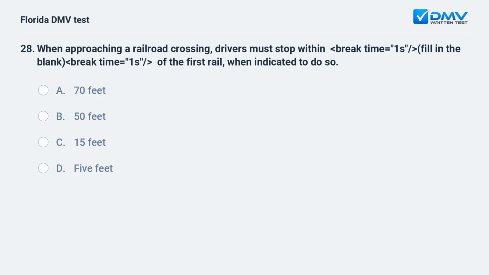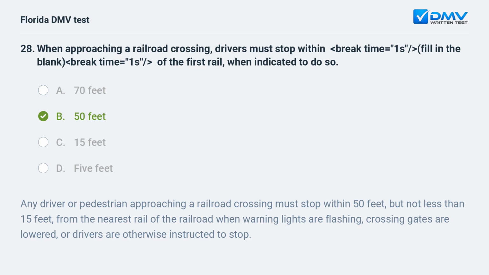When approaching a railroad crossing, drivers must stop within blank of the first rail, when indicated to do so. A. 70 feet. B. 50 feet. C. 15 feet. D. 5 feet. B. 50 feet. Any driver or pedestrian approaching a railroad crossing must stop within 50 feet, but not less than 15 feet, from the nearest rail of the railroad when warning lights are flashing, crossing gates are lowered, or drivers are otherwise instructed to stop.